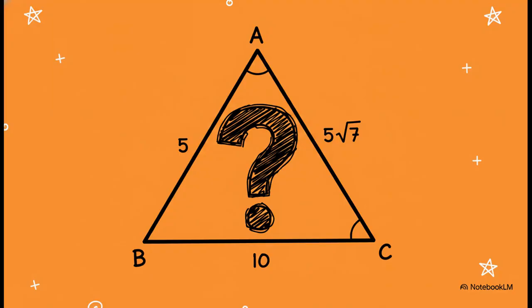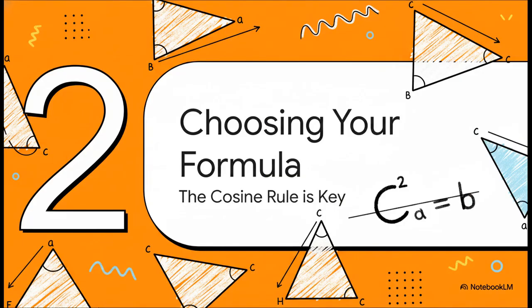So, the challenge is to find the size of angle ABC. And look, they've given us all 3 side lengths, 5, 10, and 5√7. We have to show all our working. So, think about it. You've got 3 sides, and you need to find an angle. What tool in our maths toolkit are we going to reach for? Right. Where do we even begin?